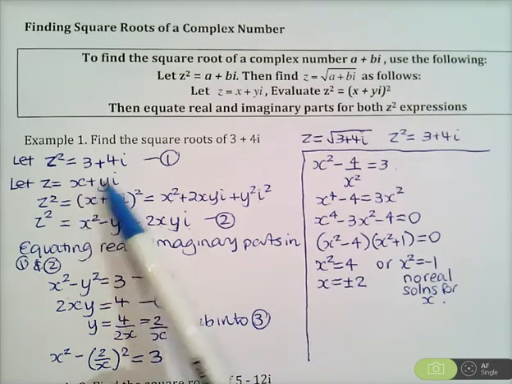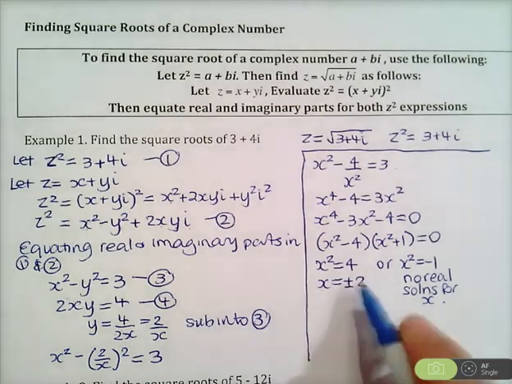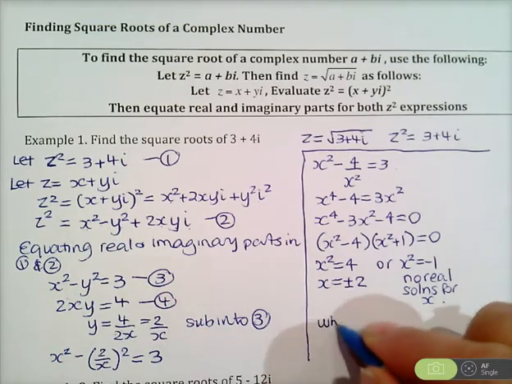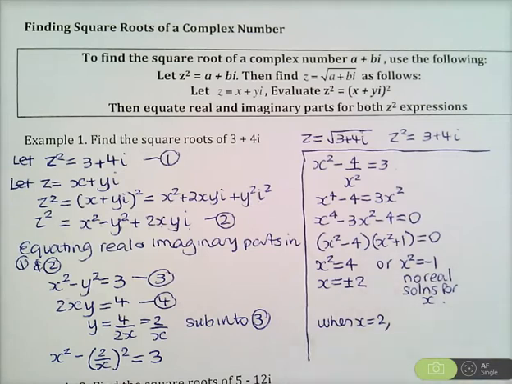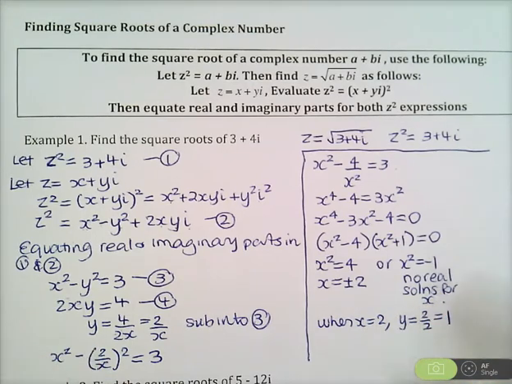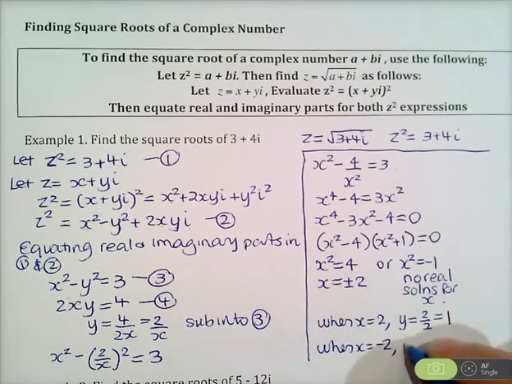Now, the reason x has to be real is that our complex number is made up of x plus yi, where x and y are both real. So we now have two possible values for x for this complex number here. So when x equals positive 2, we need to see what y is. We're going to sub into this equation here. We get that y is 2 over 2, so y will be 1. And also when x is -2, we get that y is 2 over -2, which is -1.